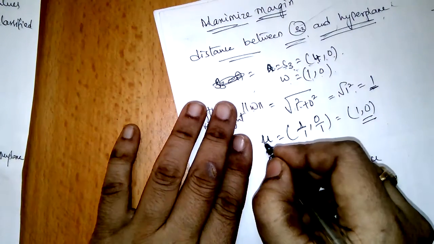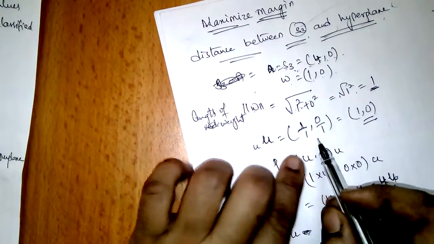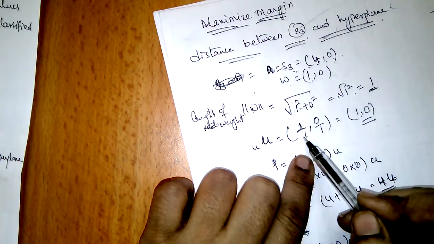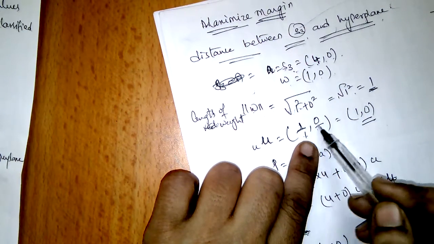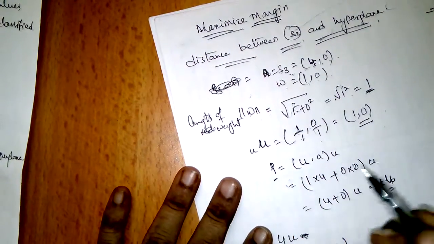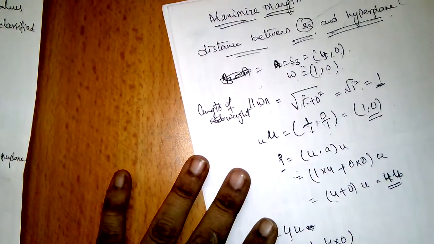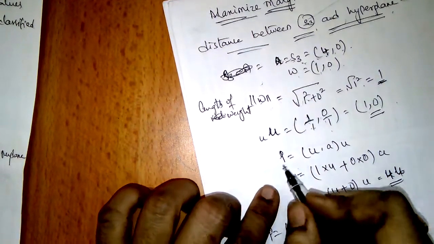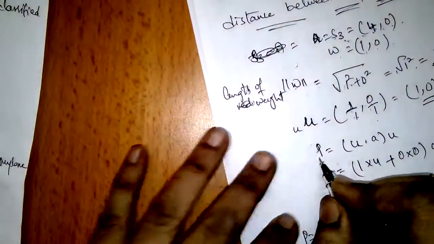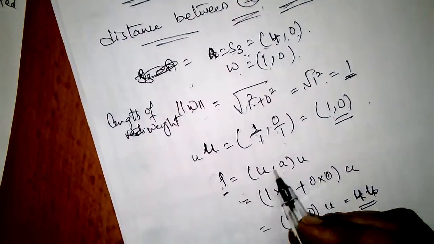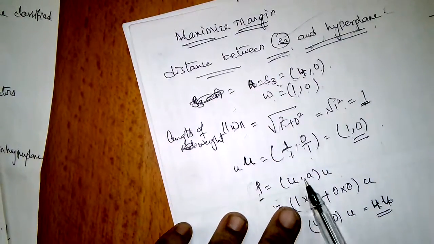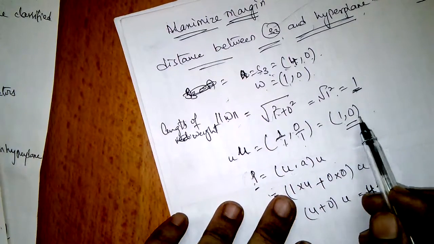Next you find the value of u, small u. How will you find it? 1 by 1, this weight value we have to find, plus 0 by 1. Next we will get the value (1, 0). Then you find the point. We have to find the distance between the support vector and the hyperplane. That is called P. So how will you find it? u into A into u. First, what is the value of u? (1, 0). And what is the value of A?